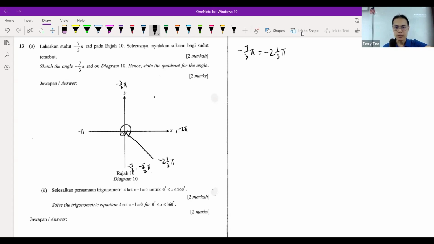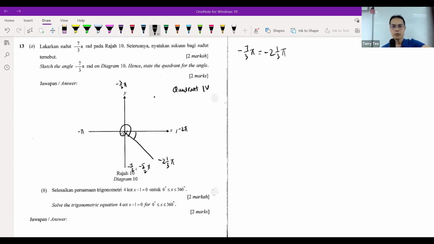So it lies in quadrant number 4, right? So this will be a reference angle, but do you need to state a reference angle? No, you just have to state the quadrant, right? Your sketch is correct. So which quadrant? Answer is quadrant number 4. Yeah, quadrant number 4. Okay.